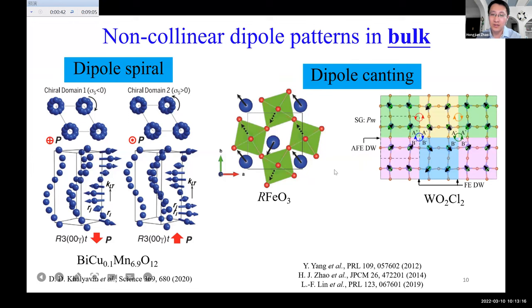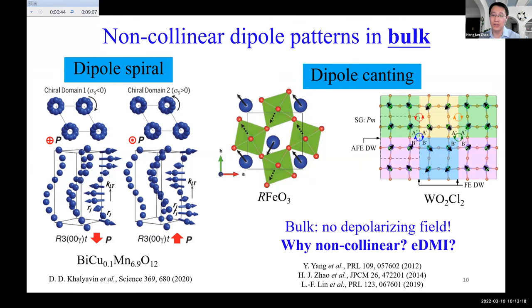the dipoles. Then in bulk material, there are no boundaries, then no depolarizing field. So why non-collinear? Can the non-collinear come from the electric DMI? So this motivates us to think the possible existence of the electric DMI.